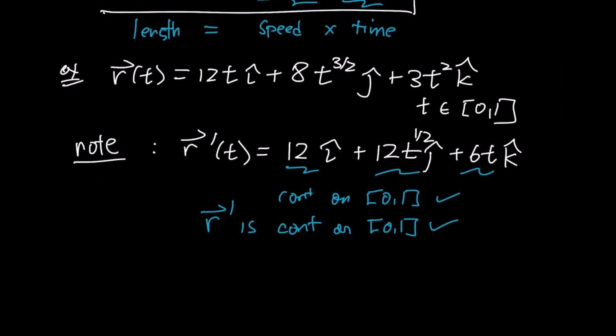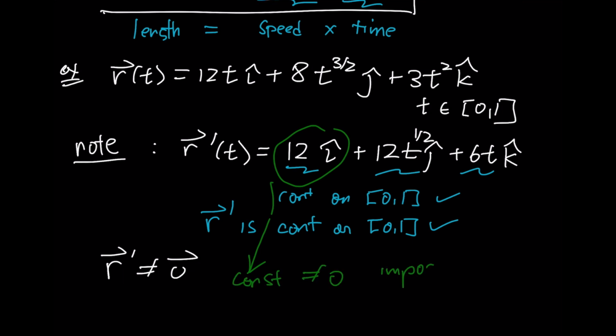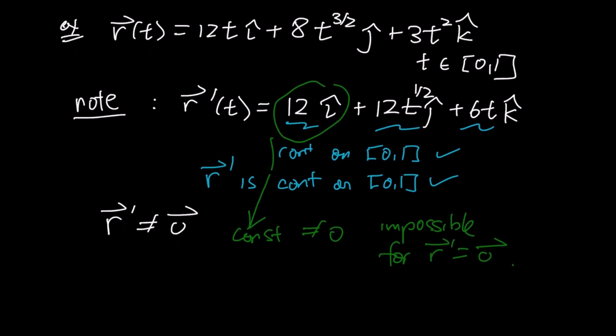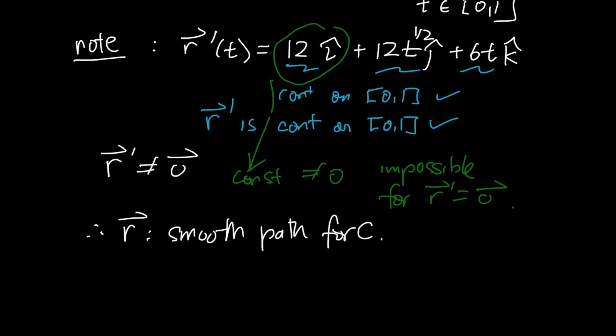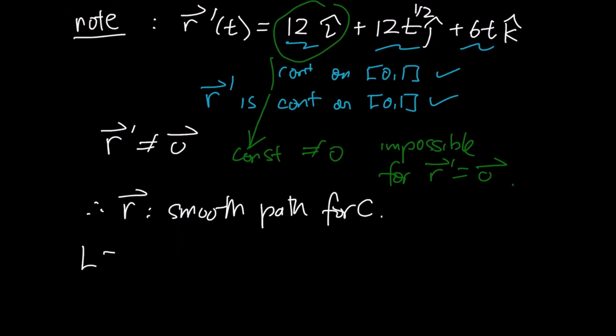R prime of t will never be 0, because if you look at the x component, this is a constant, and it's never equal to 0. It's impossible for r prime vector to equal the 0 vector. So this corresponds to a smooth path for this curve. Now remember, I don't know what the curve is. It's not really important here. The length of this curve is going to be an integral from 0 to 1.